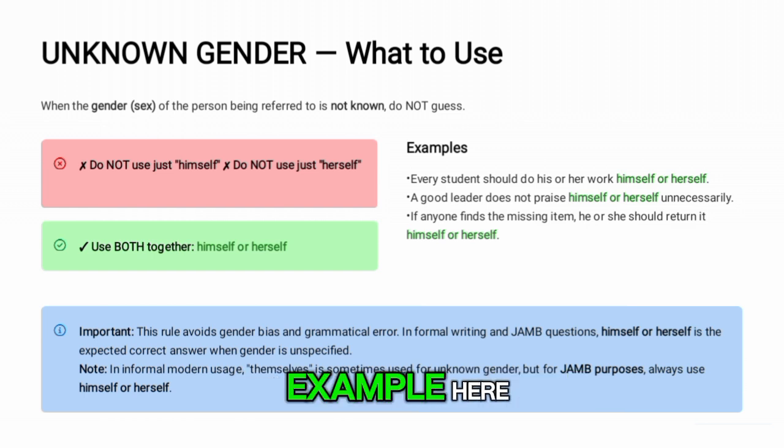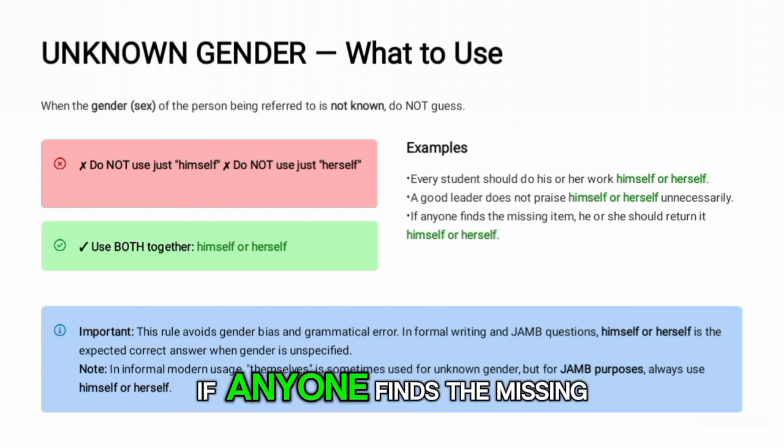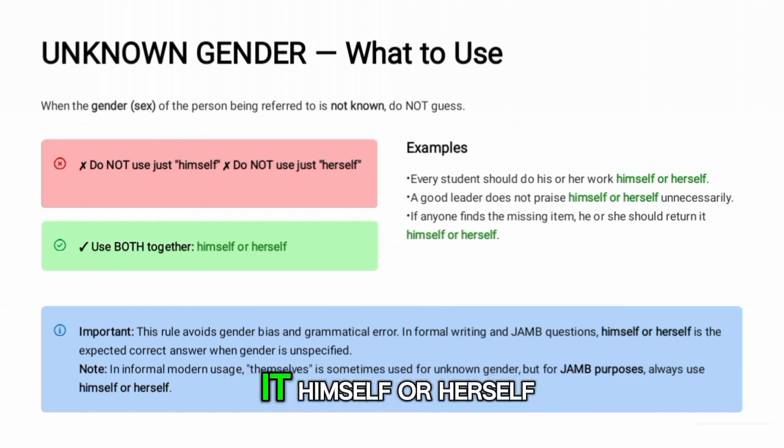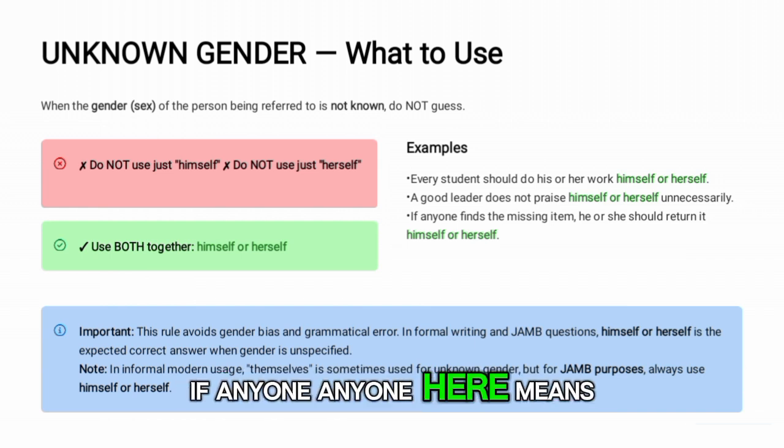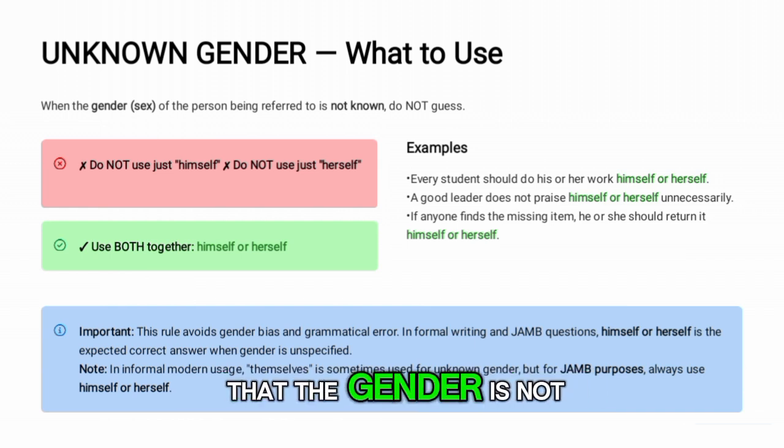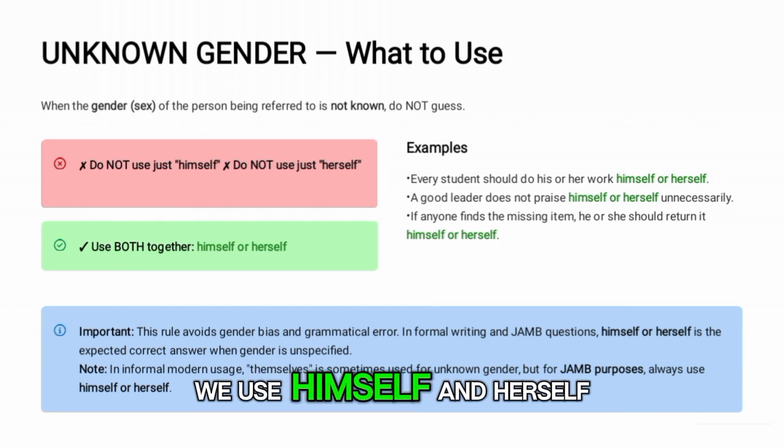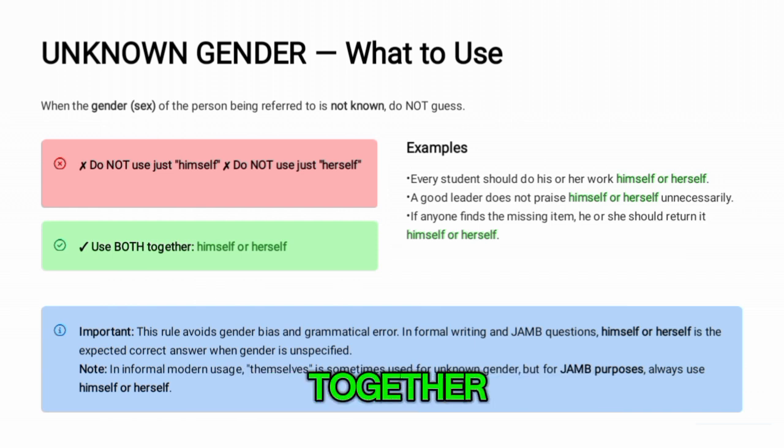Let's look at the last example here. If anyone finds the missing item, he or she should return it himself or herself. If anyone here means that the gender is not specified. We don't know who the anyone refers to here. It could be a male, it could be a female. Because we don't know, we don't need to start guessing by just using himself or just using herself alone. We use himself and herself together.